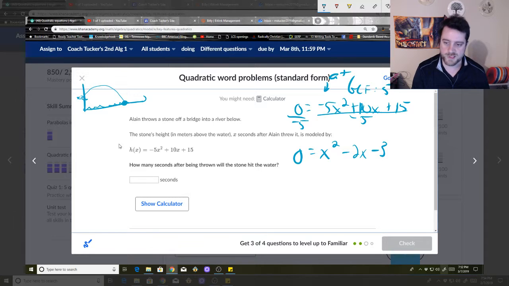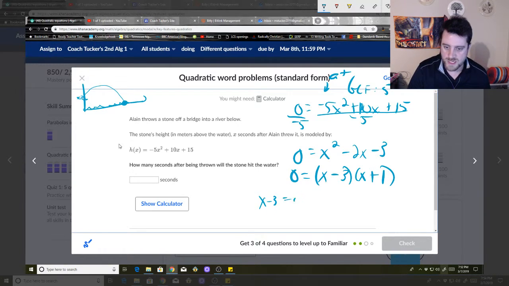What factors of 3 subtract to be 2? 3 and 1, right? So boom, boom. 3 and 1. They're both different. This gets the negative. Now we use the zero product property. So x minus 3 equals 0, x plus 1 equals 0. So x equals 3 or x equals negative 1. So we have two answers.